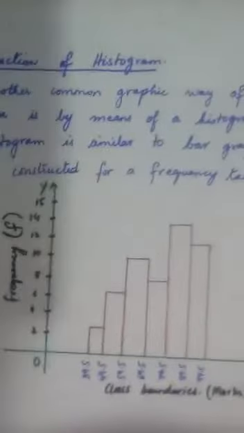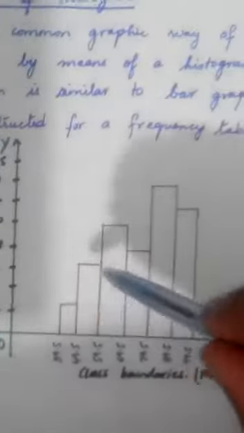Now let's talk about the construction of a histogram. Another common graphic way of representing the data is by means of a histogram. A histogram is similar to a bar graph, but it is constructed for a frequency distribution table. So for the frequency distribution table, we take the class boundaries on the x-axis, frequency on the y-axis, and the meeting point is 0.2. And you see here that each of the bars is next to each other.